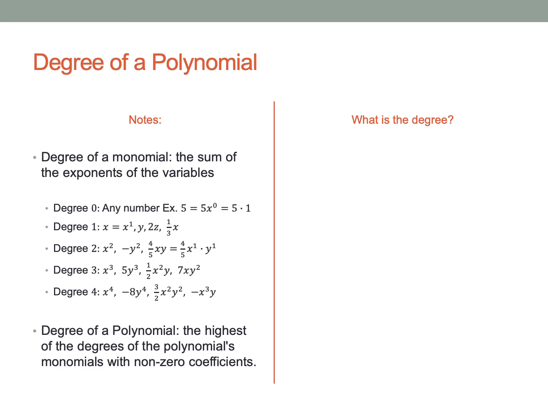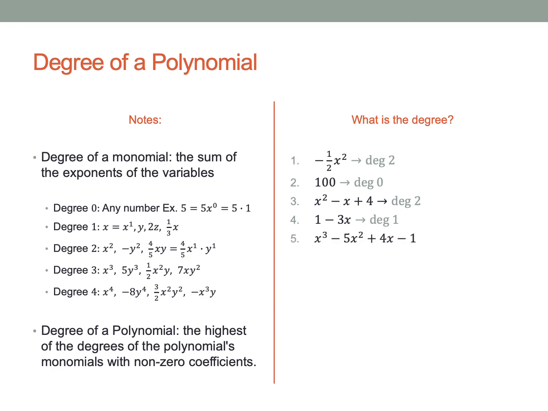Okay, so let's test if you understand. So what is the degree of the following? So what is the degree of negative 1/2 x squared? That's right, degree 2. What's the degree of 100? That's right, degree 0. What about the polynomial x squared minus x plus 4? That's right, degree 2. Okay, what about the binomial 1 minus 3x? That's right, degree 1.